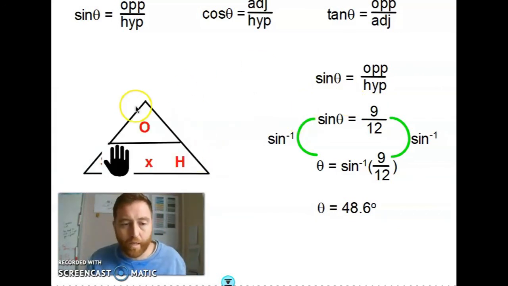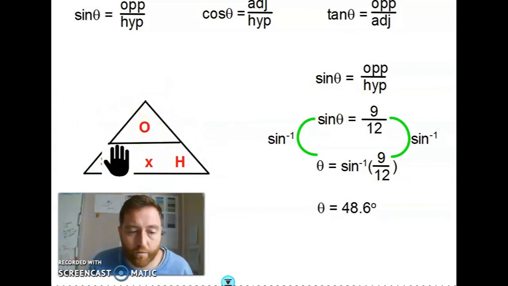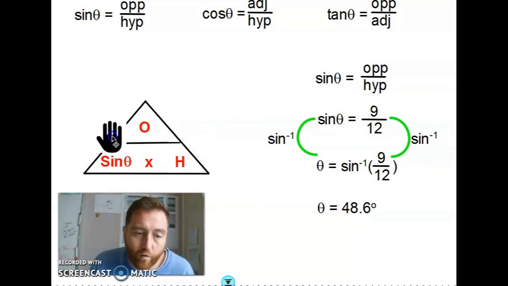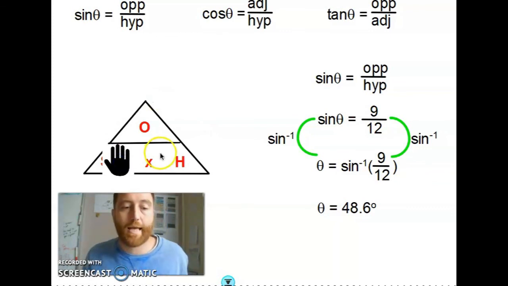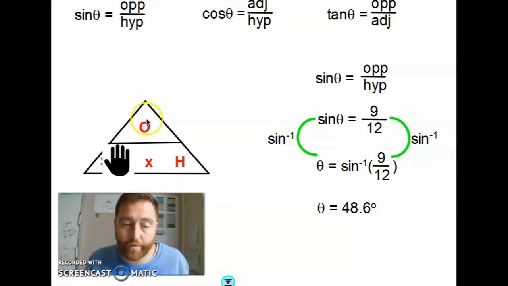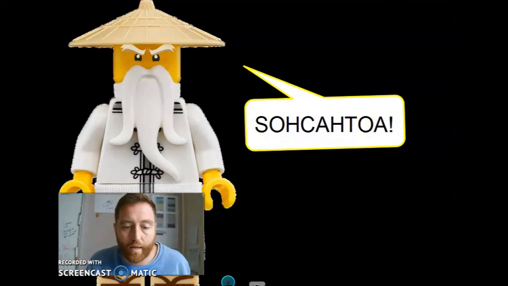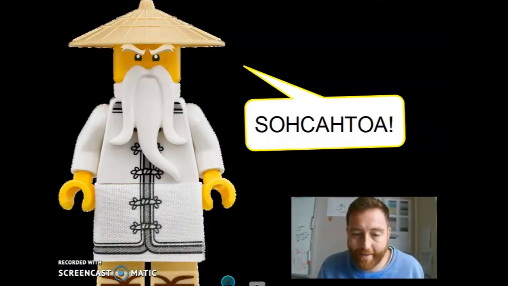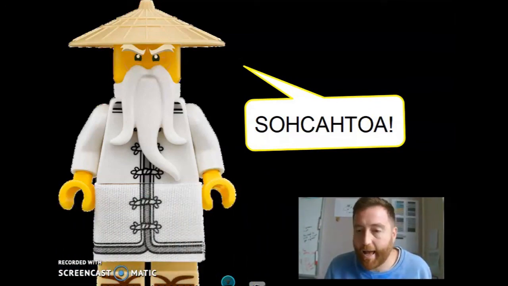Alright. If we're using these triangles, then the way that we do this is we cover up what we're looking for. We're looking for the angle, and then it's shift and opposite divided by hypotenuse. As you can see here, same thing. Technique there. SOHCAH TOA. Remember that word. This doesn't work if you don't know the ratios.